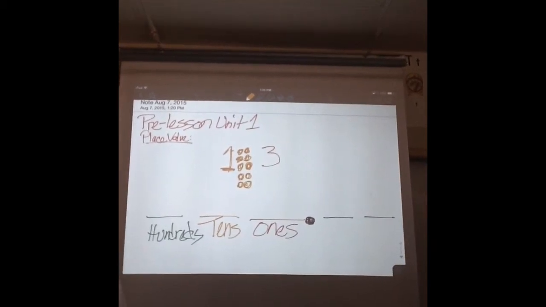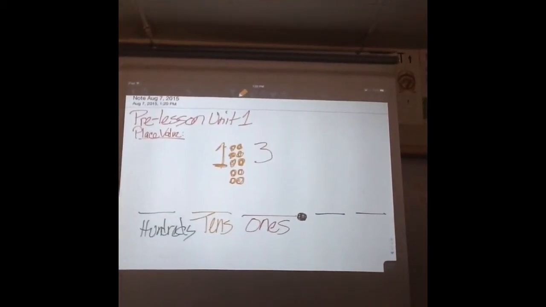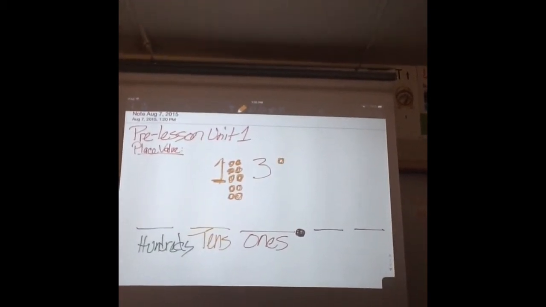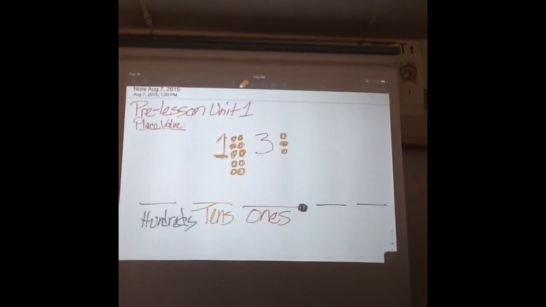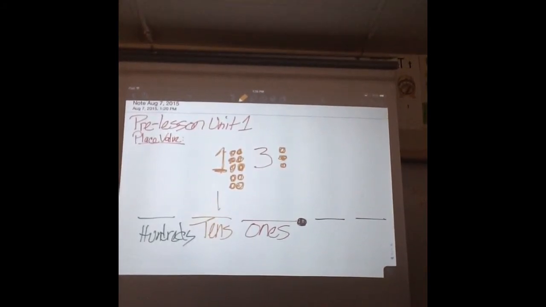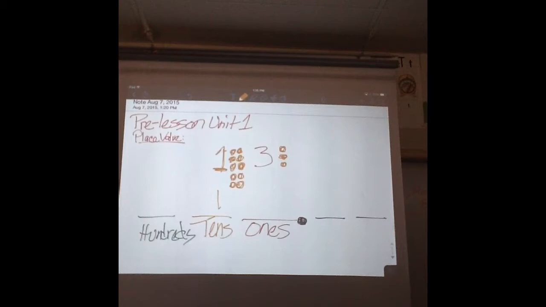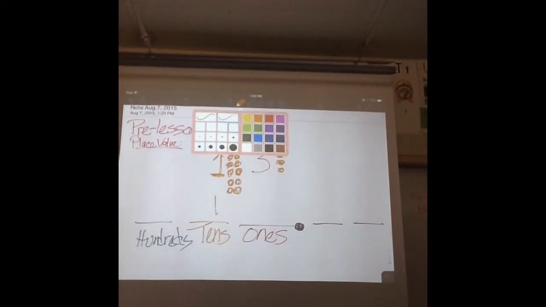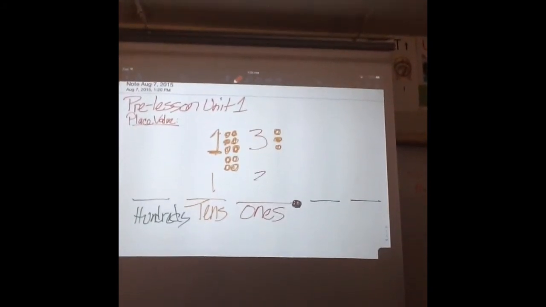And our 3 means what? Yeah, we're talking about 3 things, right? So it'd be like that. So we would put our 1 here. What does it really mean? It means 10. And then our 3 really means just 3.